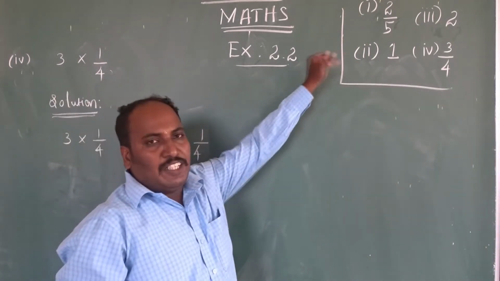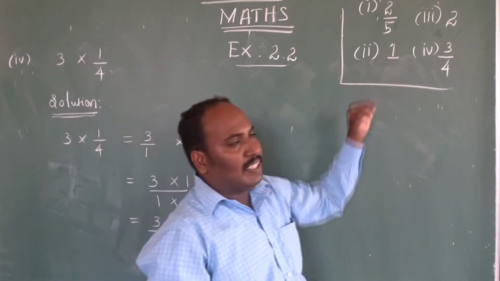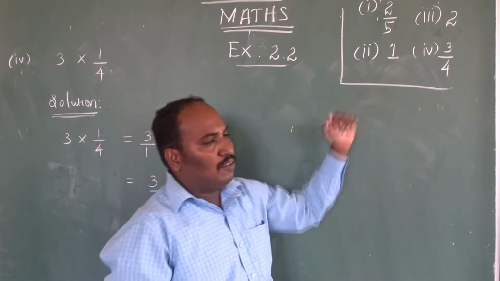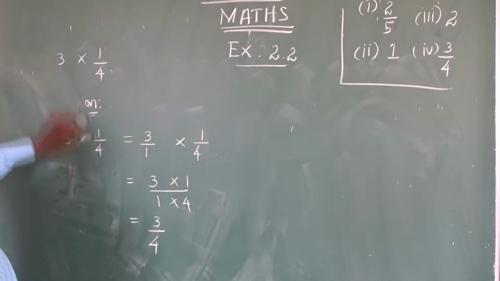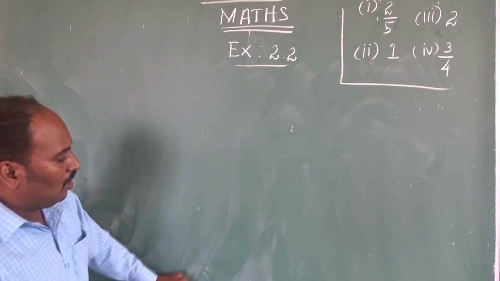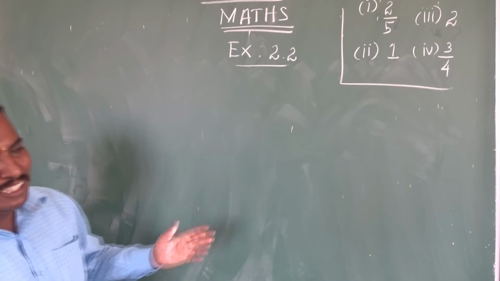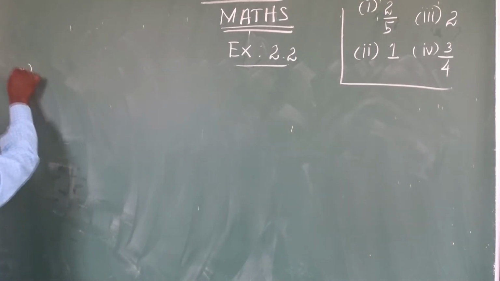Listen here. The first one is 2 by 5, the second one is 1, the third one is 2, and the last one is 3 by 4. Our question part is we compare the pictures. The first picture is A.